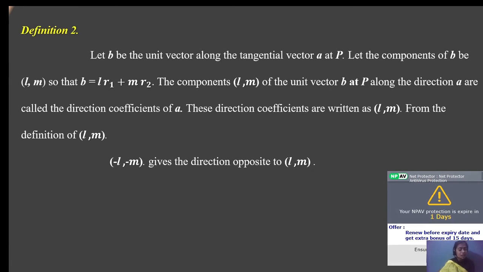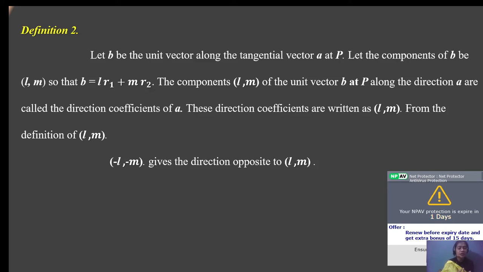After that, the second definition is given: the direction of the vector in tangential form. Let B be the unit vector along the tangential vector A at P. B is a unit vector and A is the tangential vector. Let the components of B be L, M, so that B equals L r1 plus M r2. The components L, M of the unit vector B at P along the direction A are called the direction coefficients of A. Both of these considerations only explain the direction of the vector.